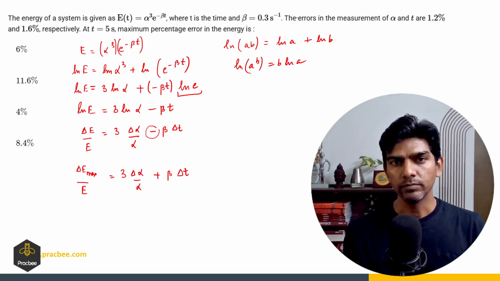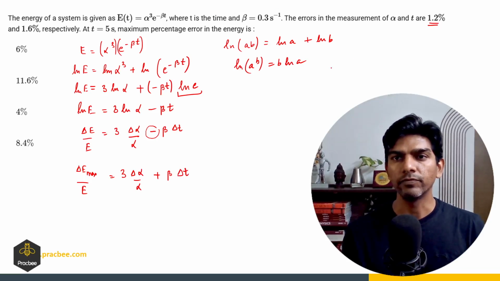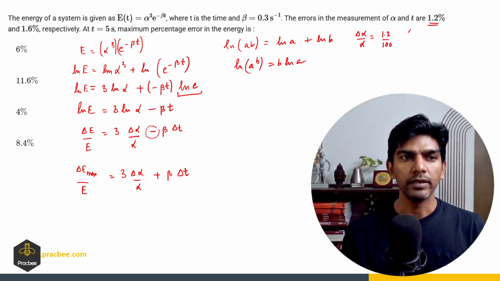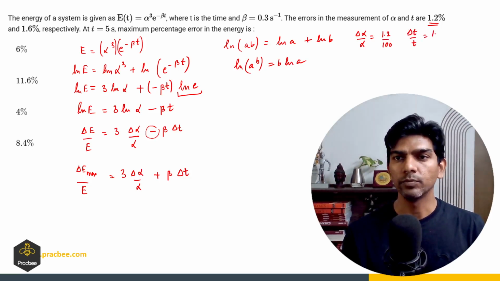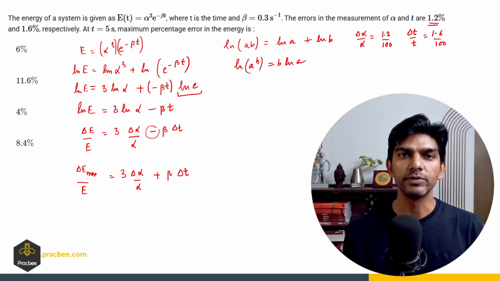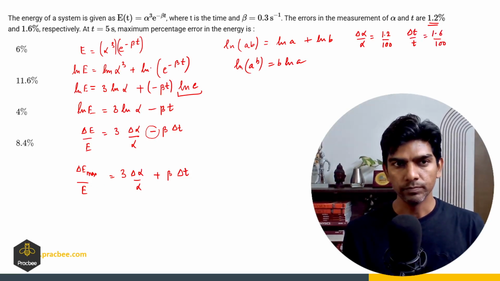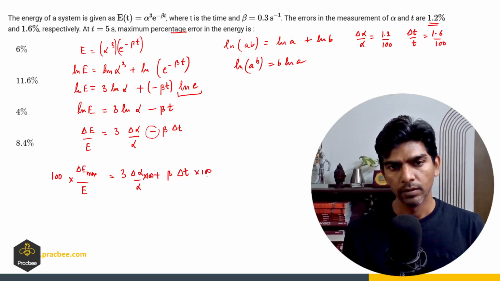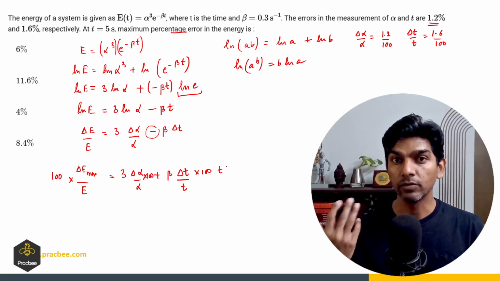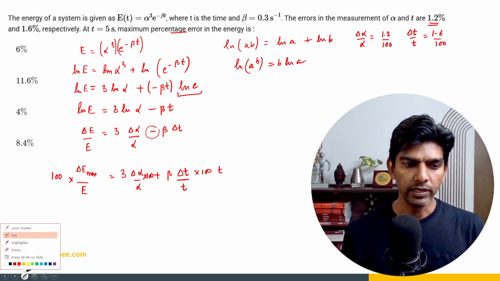Now we have been given the error in alpha and t. Delta alpha by alpha is given as 1.2 divided by 100, and delta t by t is given as 1.6 divided by 100. It is a percentage. So for percentage error, I multiply this with 100, and let me divide this with t and multiply with this t, because we have to find the maximum error at a particular time. Now let us substitute the values.